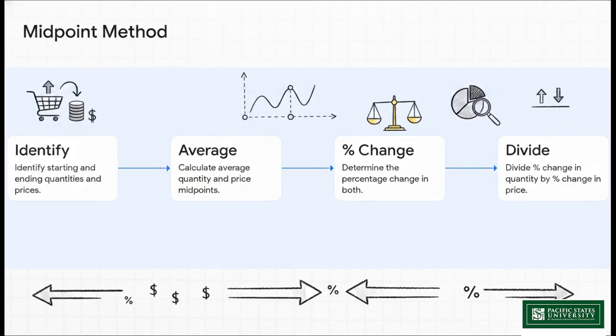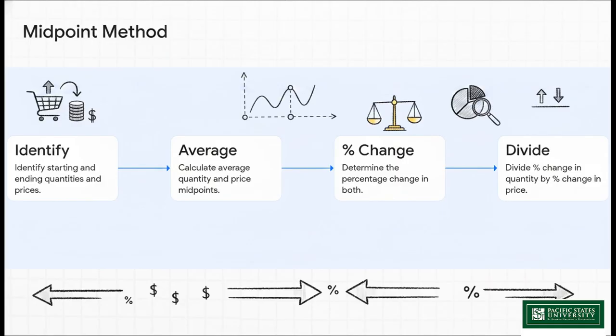Now, to calculate this in the real world, economists use a specific mathematical approach called the midpoint method. You might be wondering, why not just use a standard percentage change calculation? Well, think about this. If a price goes from $10 to $15, that's a 50% increase. But if it drops from $15 back down to $10, that's only a 33% decrease. That asymmetry creates massive headaches for economic modeling depending on which direction you are moving on the curve. So we use the midpoint.